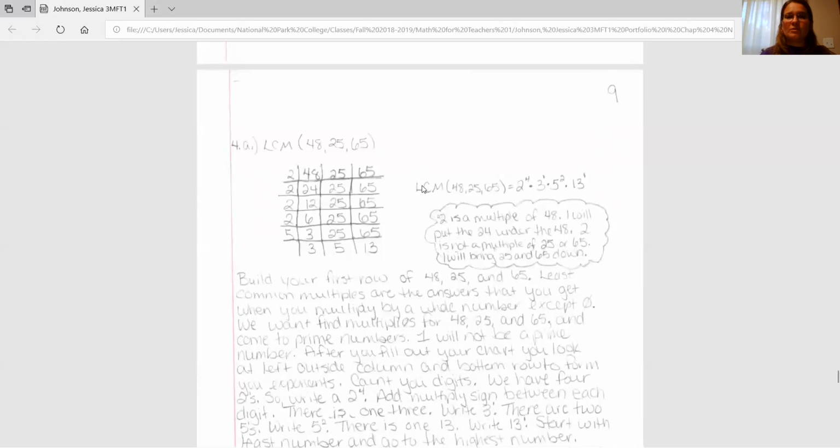So the least common multiple of 48, 25, and 65 is 2 to the 4th power. But how do you get the 4th power? Well, you count your 2's: 1, 2, 3, and 4. So we have 2 to the 4th power times 3 times 5 to the 2nd power times 13. You don't have to put the 1s on there. That is not necessary.